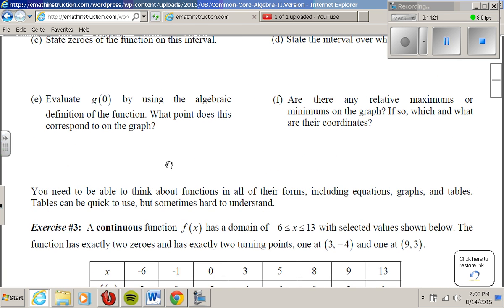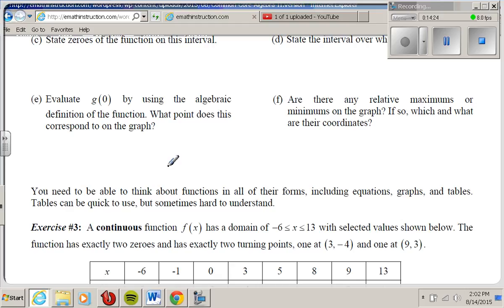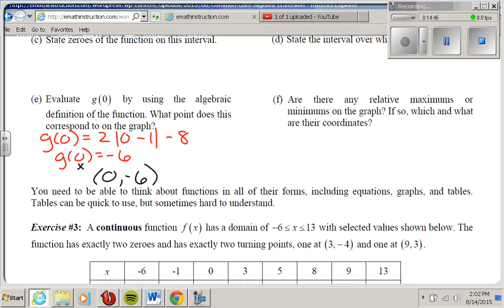All right, so if I want to evaluate g of 0, and I want to do this algebraically, we have evaluated, we've been doing this for quite some time. We know that this is simply substitution. G of 0 is going to be -6. What point does this correspond to on the graph? Well, this is g of x, right? So x is 0. G of x is the same thing as y, so y is -6. 0, -6 is my y-intercept. So when x is 0, we get our y-intercept.